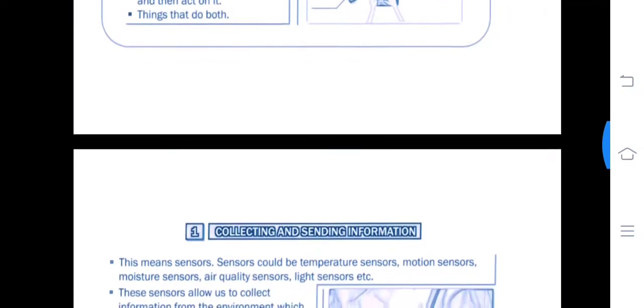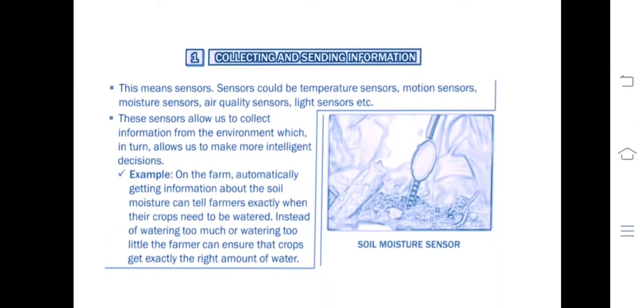First we'll see collecting and sending information. How is it possible? Whatever example I gave you, the soil moisture sensor, is the best example of collecting and sending information. This means you have a lot of sensors: temperature sensor, motion sensor, moisture sensor, quality sensor, and many more. And in your refinery also, you have lots of sensors.